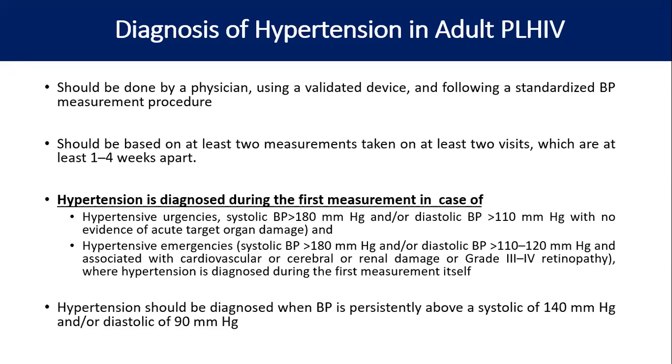Now, hypertension where systolic blood pressure is more than 180 or diastolic blood pressure is more than 110, we call it hypertensive urgency, where there is no evidence of target organ damage. And in emergencies, systolic blood pressure is more than 180 and diastolic blood pressure is more than 110 to 120 millimeter of mercury, and is associated with target organ damage in the form of, say, cardiovascular, cerebral or renal damage, or grade 3 to grade 4 retinopathy. We label them as hypertensive emergencies. These hypertensive urgencies and emergencies should be referred to the appropriate department immediately.